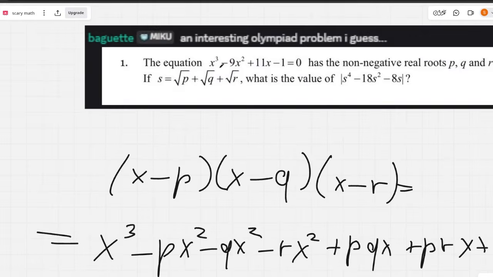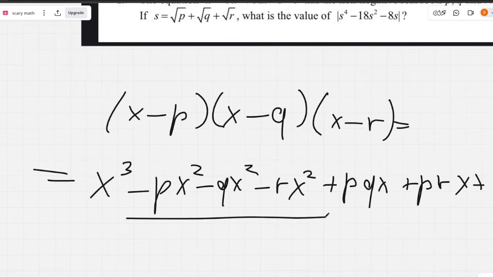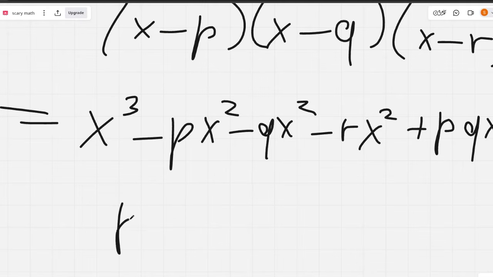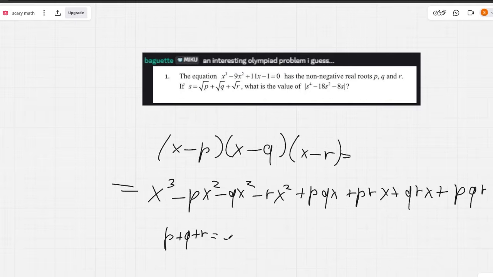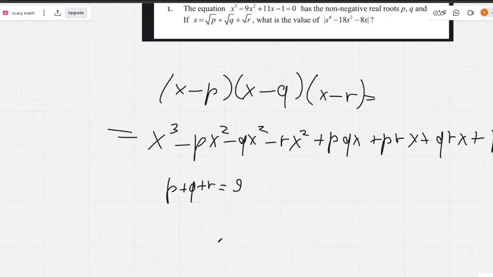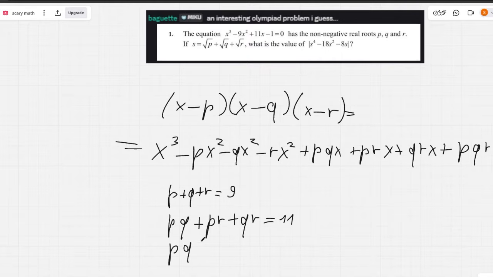First of all, since we have minus 9 here, we have minus p, minus q, and minus r. We can say that p plus q plus r is going to result in 9. Another fact we have is pq plus pr plus qr is going to result in 11, and p times q times r is going to result in 1, since there's a negative sign here.